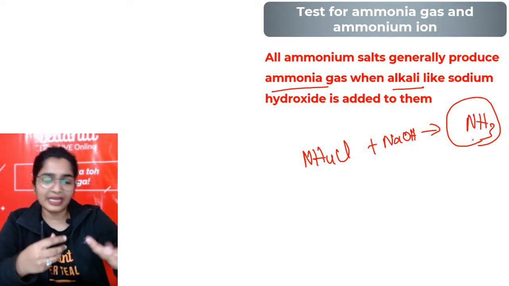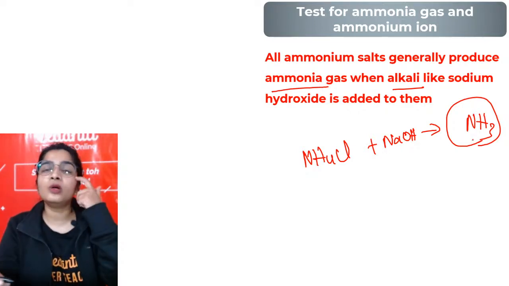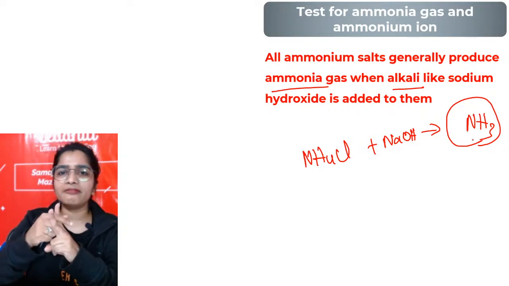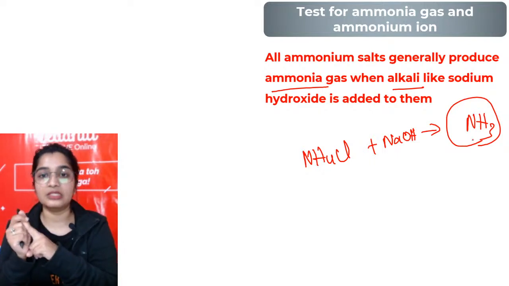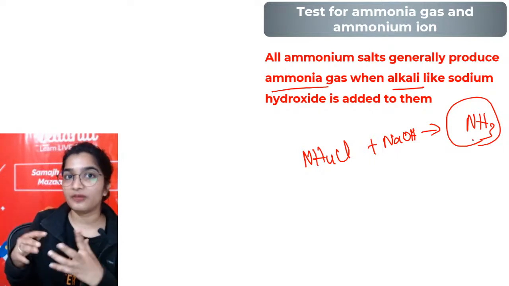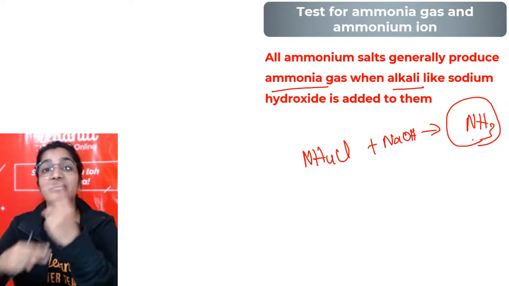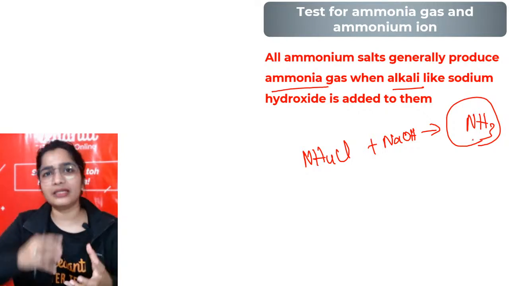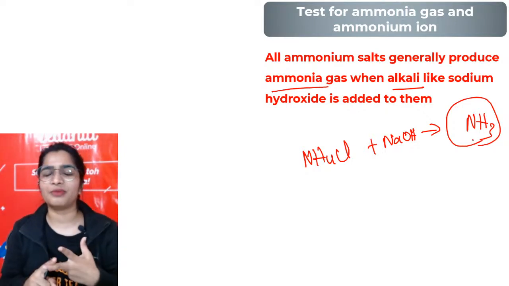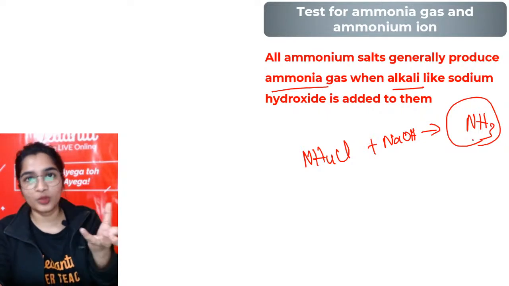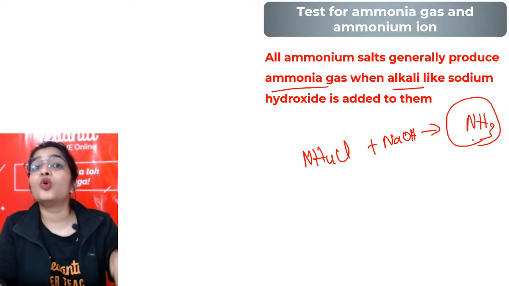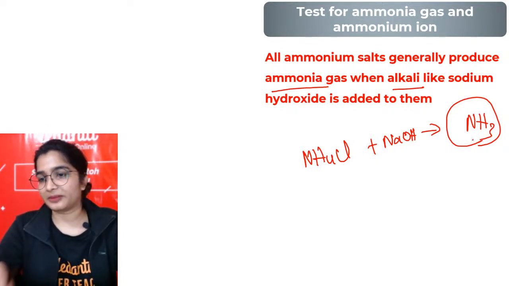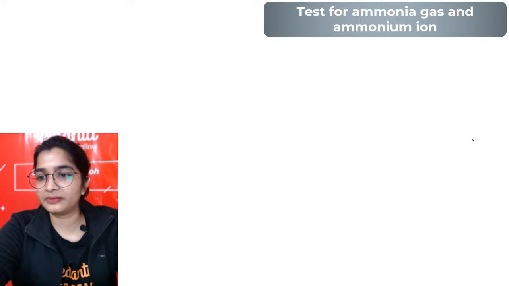So whenever you take any ammonium salt, you want to check. See, in the qualitative analysis, they will give you different salts. So you need to identify which cation and which anion is present. So if I want to know whether ammonium ion is present in that particular compound, if you add an alkali to it, like sodium hydroxide or potassium hydroxide, and you can smell ammonia, that means the ammonium ion cation is definitely present in that salt.